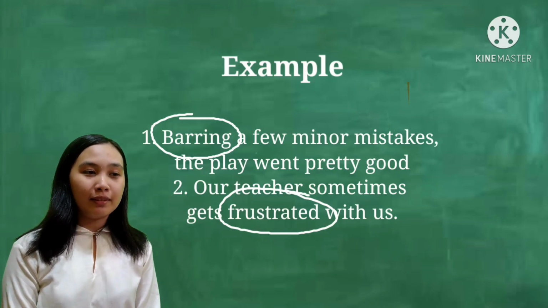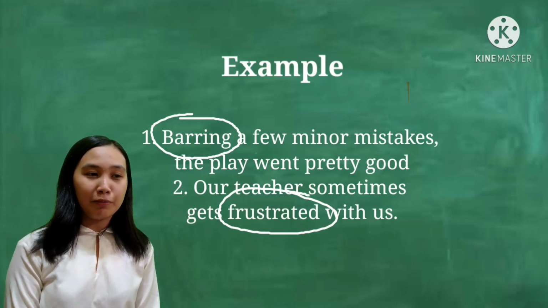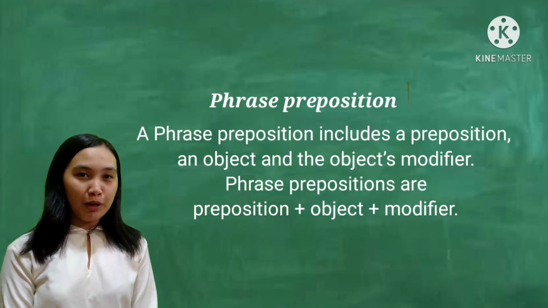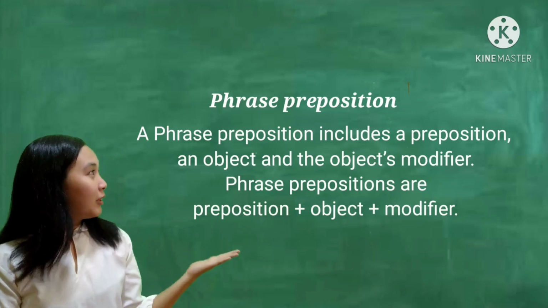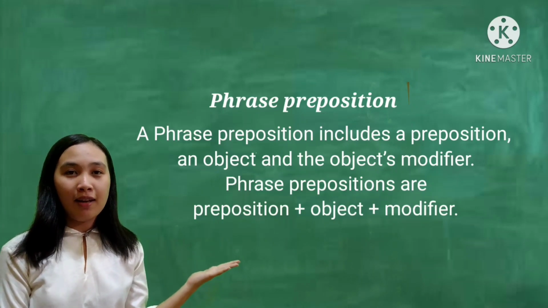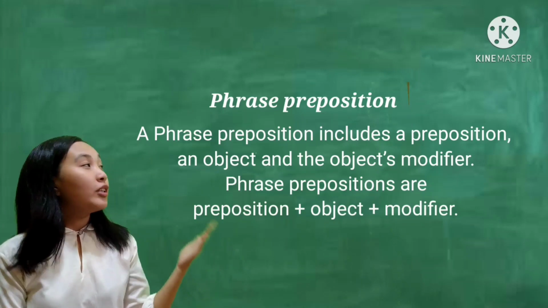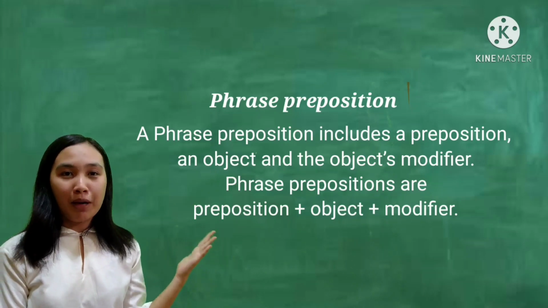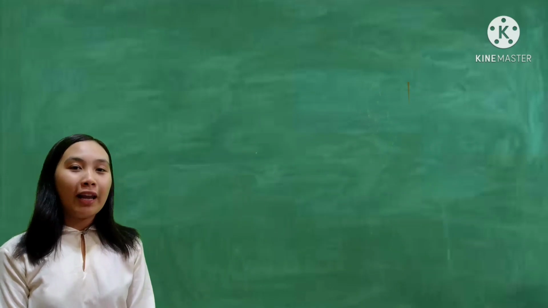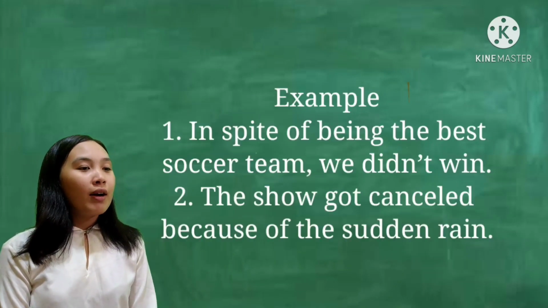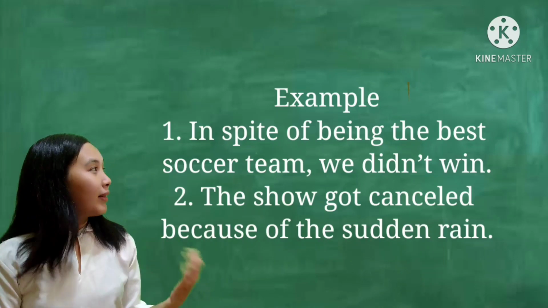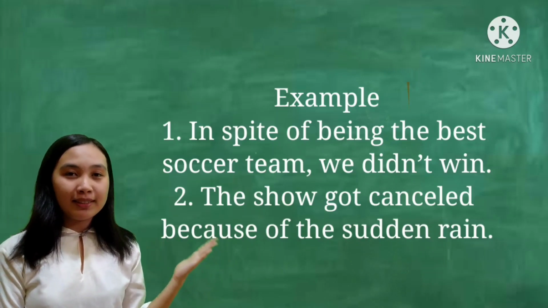And the fifth and last type of preposition is the phrase preposition. So what is a phrase preposition? A phrase preposition includes a preposition, an object, and the object's modifier. So a phrase preposition is preposition plus object plus modifier. Like for example, in spite of being the best soccer team, you didn't win. So what is the phrase preposition in the sentence?